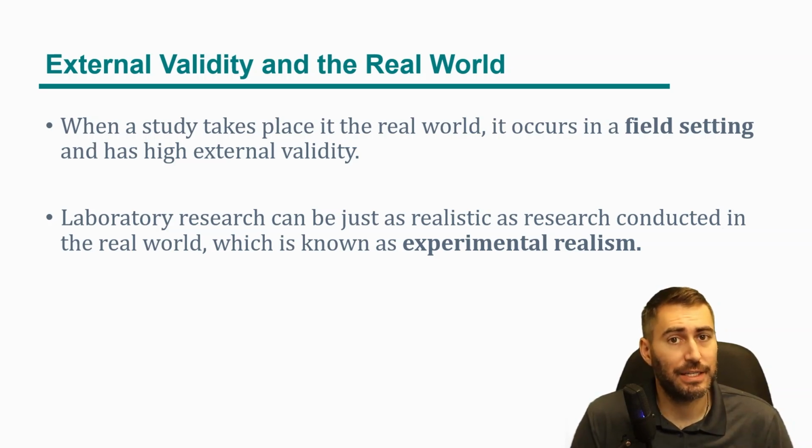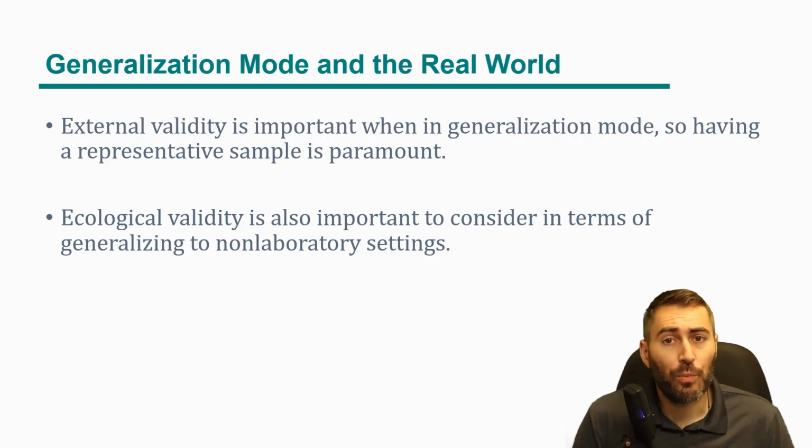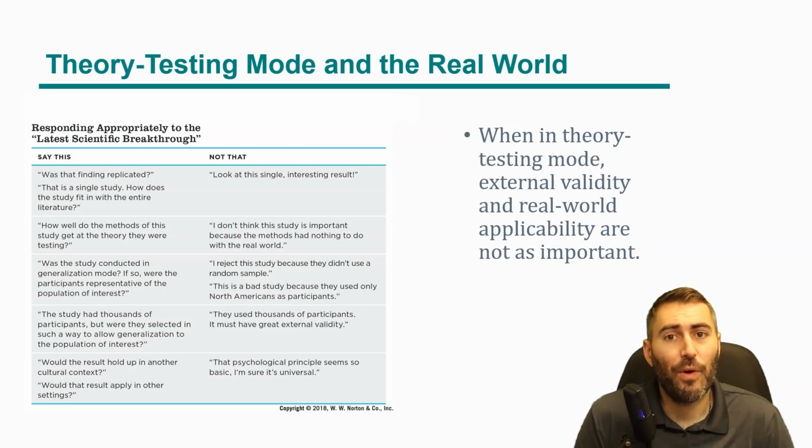Sometimes, however, studies conducted in laboratories can feel very real. Their tasks might be similar to tasks we do in the real world, and we might even feel some real emotions in the lab. This is what's referred to as experimental realism. So remember, when working in generalization mode, it is important to have a representative sample for high external validity, but it's also important to consider if the findings generalize to the real world, referred to as ecological validity. Finally, remember that when you're working in theory testing mode, external validity and real-world applicability are not as important.